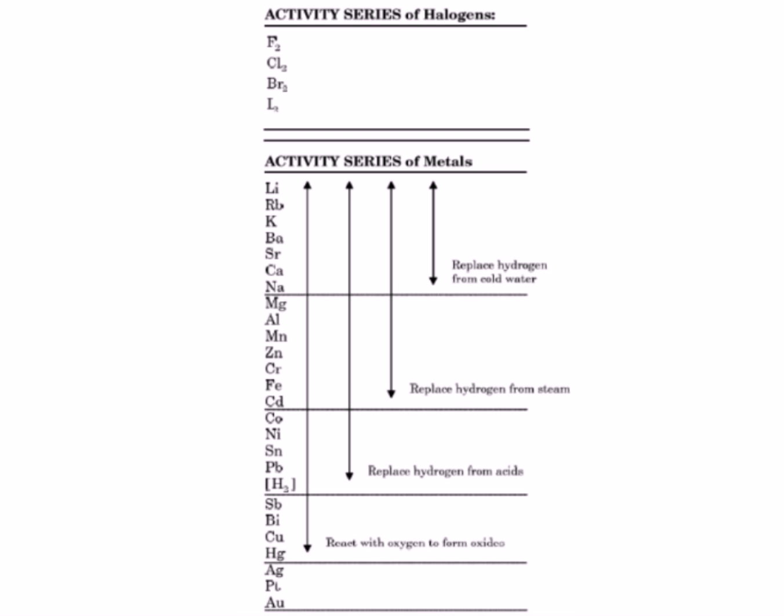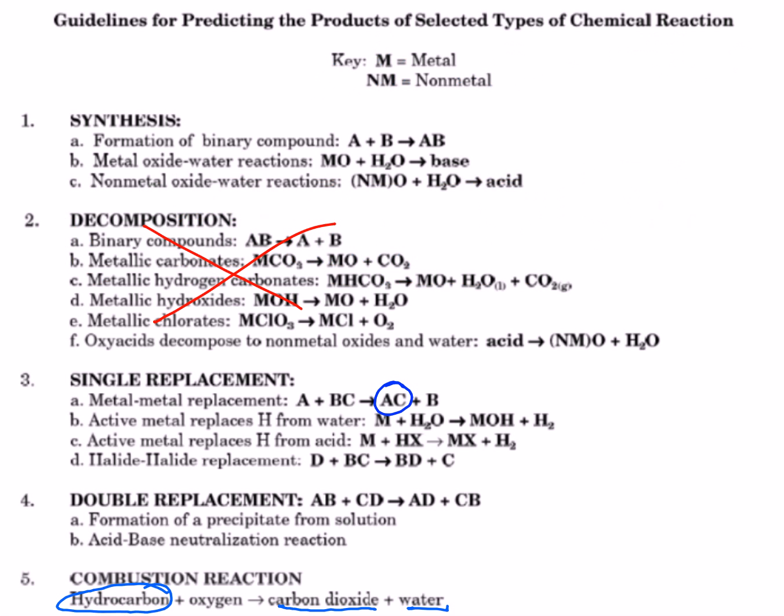So, this activity series, guys, you are given this on every test and quiz. Again, it's in your reference packet. We've got two different ones. We've got one for the halogens, and we've got one for metals. All right? So again, halogens, that's that special single replacement halide-halide reaction that we saw back here on the types of reactions right here, guys. This one down here at the bottom.